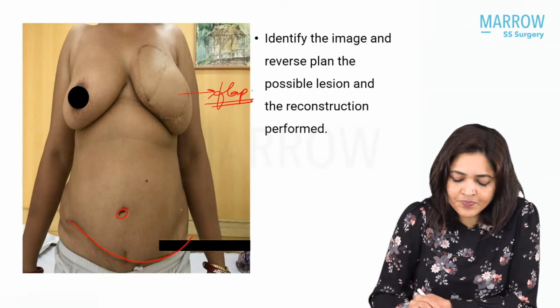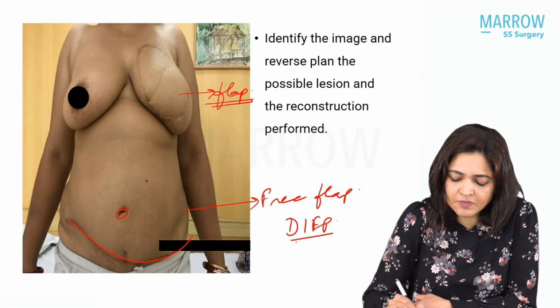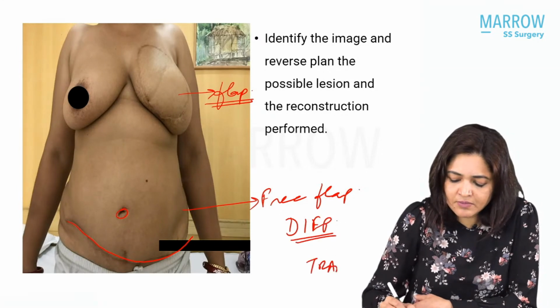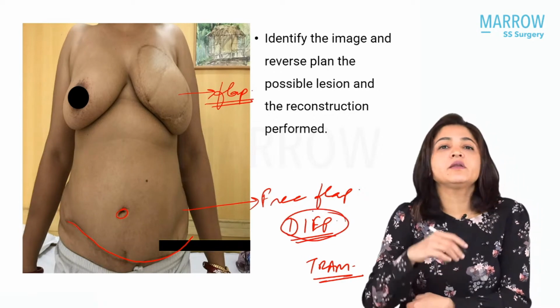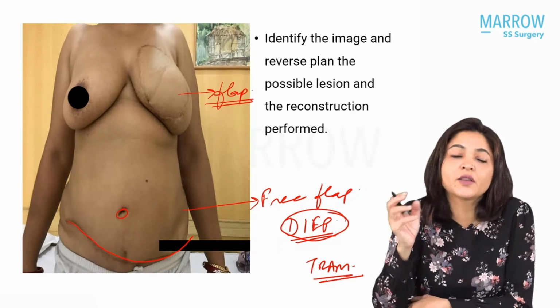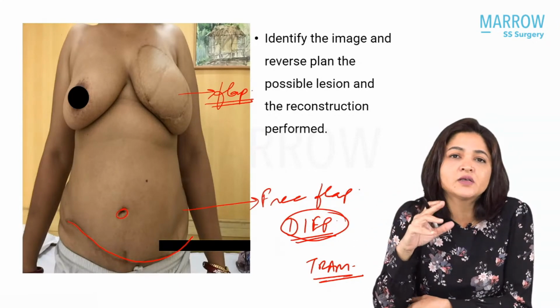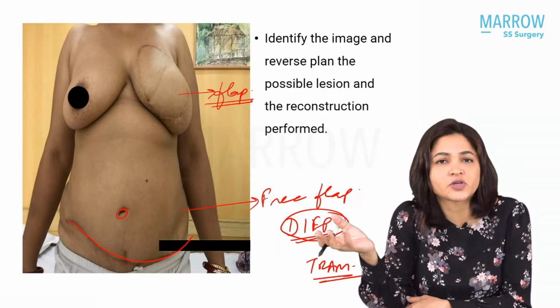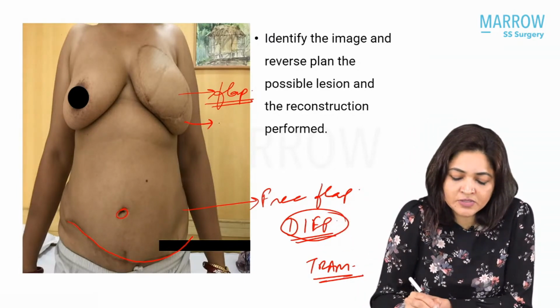So possibly it is a free flap. Most common option is DIEP. It could also be TRAM, but most common option is DIEP. Now it can lead you to questions regarding what are the other options. Let's say if you say DIEP, then the examiner may ask what are the other options for reconstruction in the breast. Then here what you also have to see is that it is a partial skin sparing mastectomy.